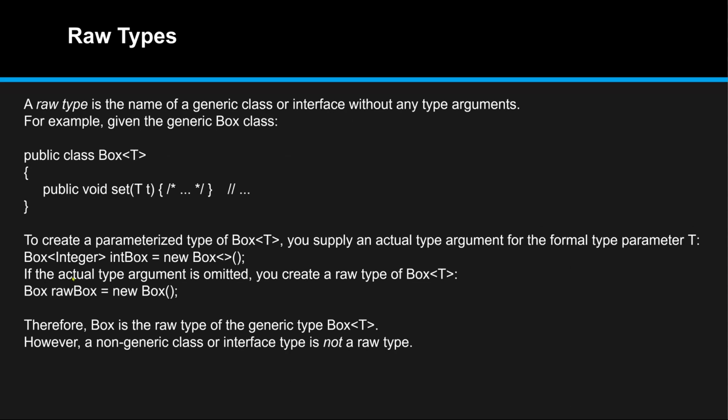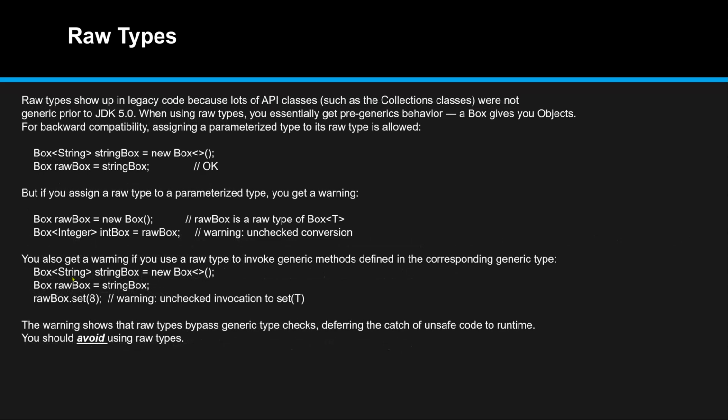Now a raw type is the name of a generic class or interface without any type arguments. For example, class Box<T>. To create a parameterized version of Box<T>, you supply an actual type argument. If the argument is omitted, you create a raw type. Therefore, Box is the raw type of the generic type Box<T>. However, a non-generic class or interface type is not a raw type. That means basically you have to have a generic type if you want to create what's called a raw type.